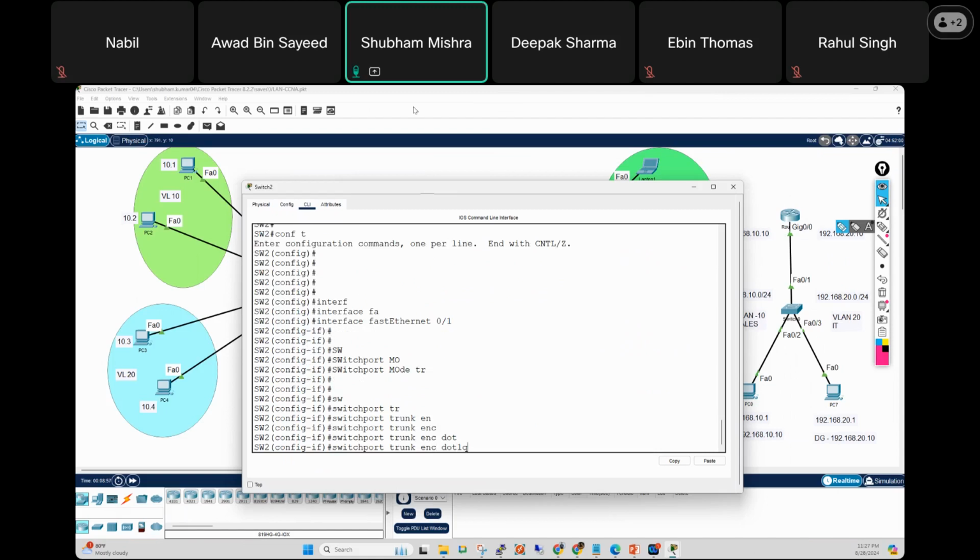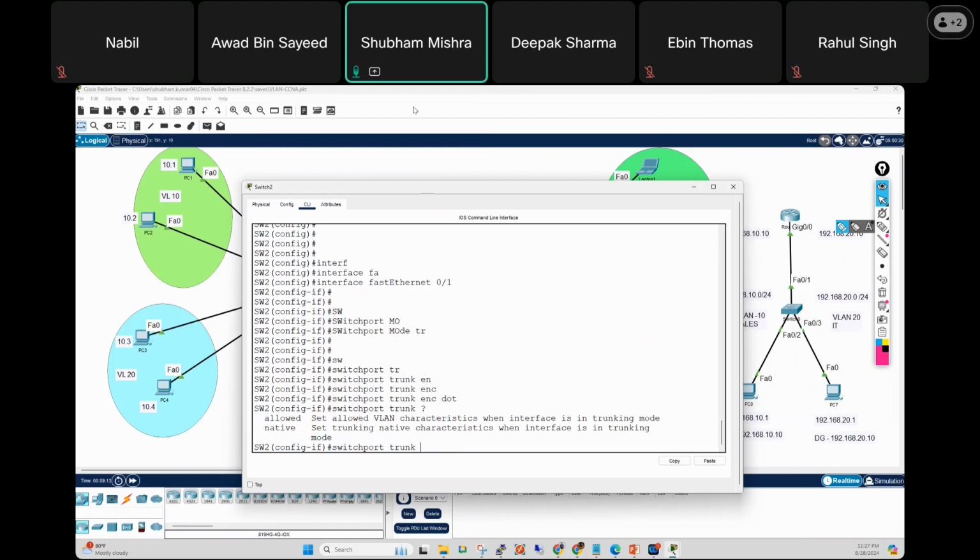So first of all, you have to configure switchport trunk, then encapsulation, and then the protocol, that is called .1q. Are you clear now, everyone?